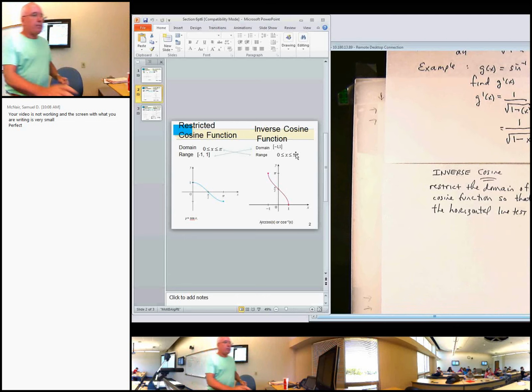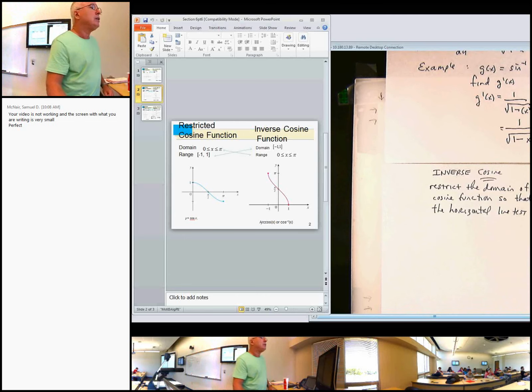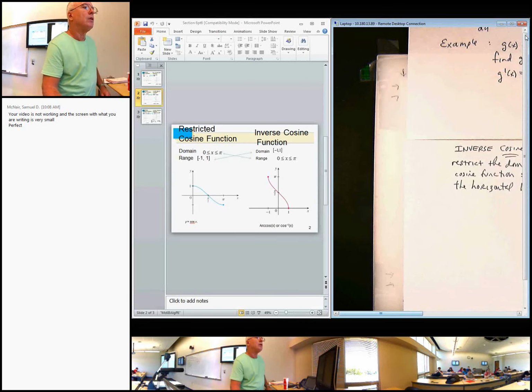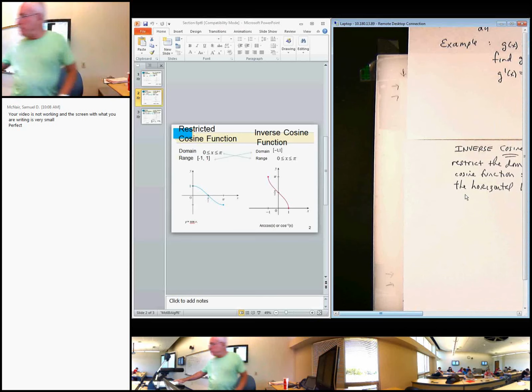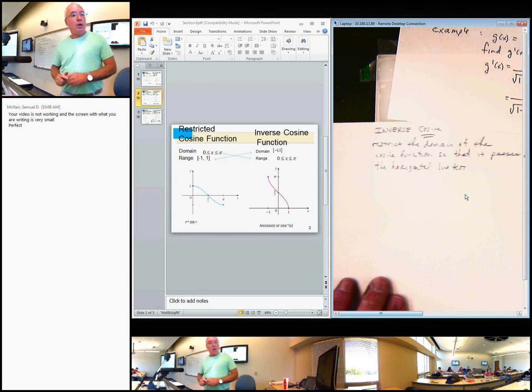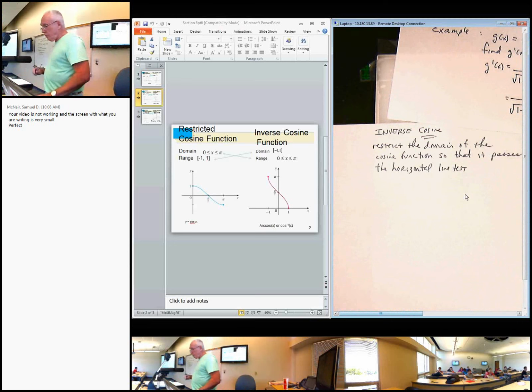Let me move my paper over so that they can see what we're doing. So, inverse cosine.